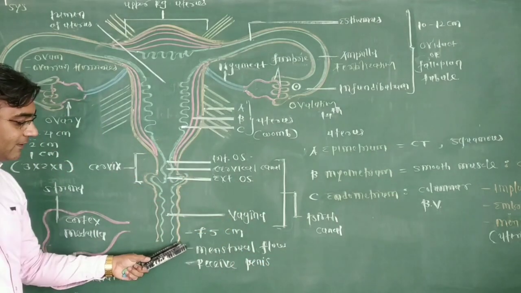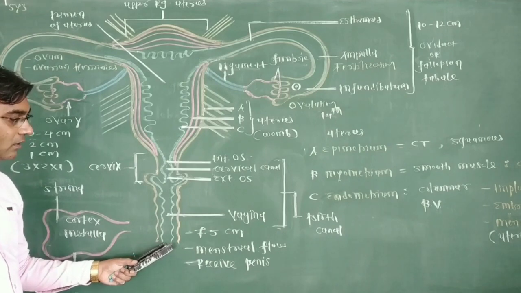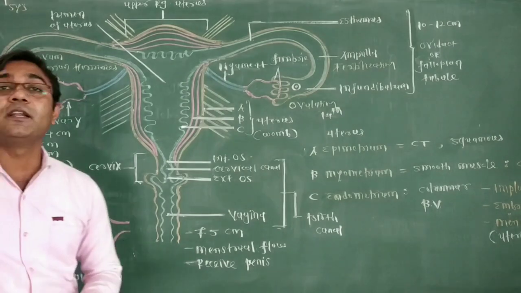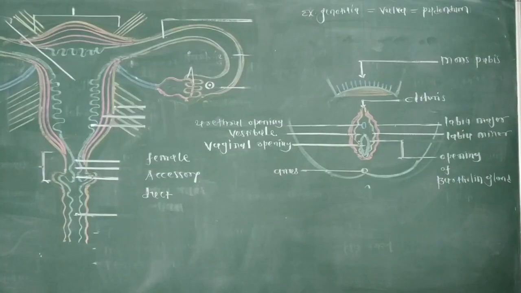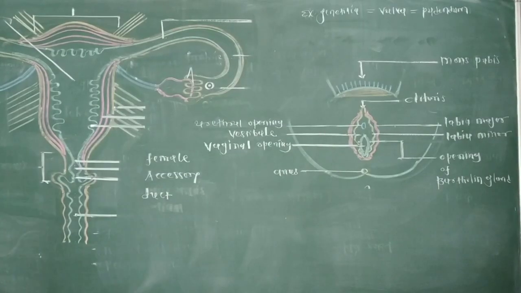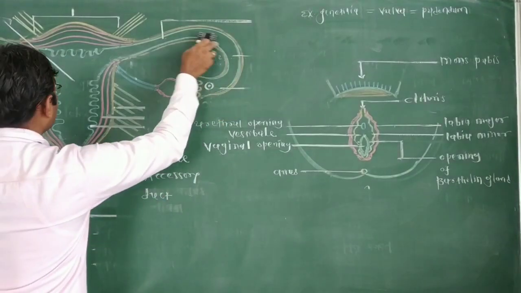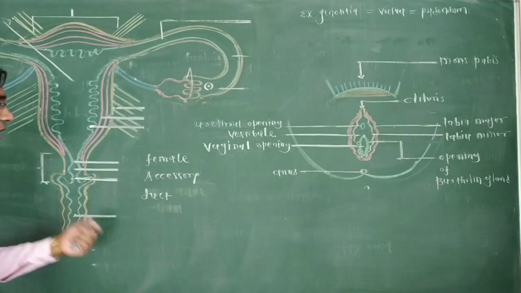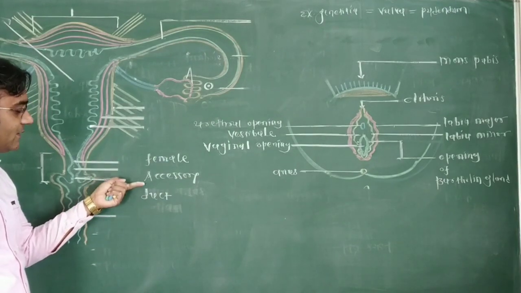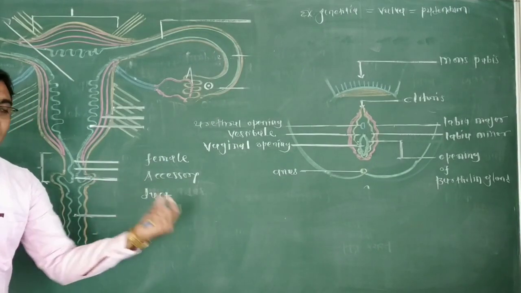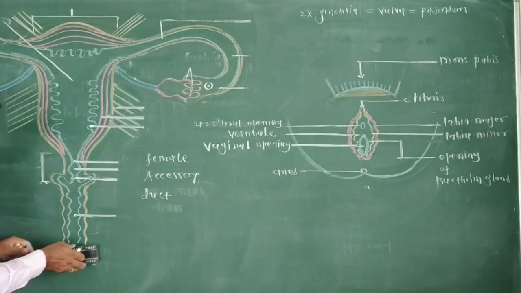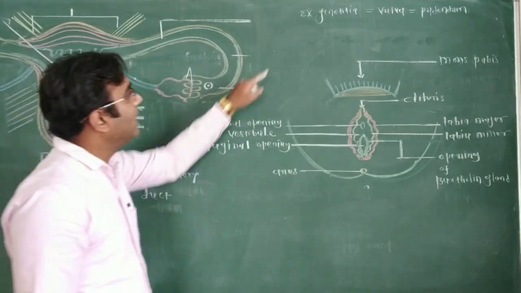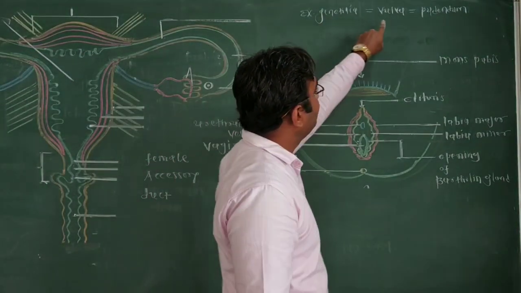Now we have to learn the opening of the vagina. Outside the body, there are external genitalia. In the female reproductive system, the oviduct, uterus and vagina collectively form the female accessory duct. Now we are going to learn the region where the opening of the vagina is present. This part is the external genitalia.